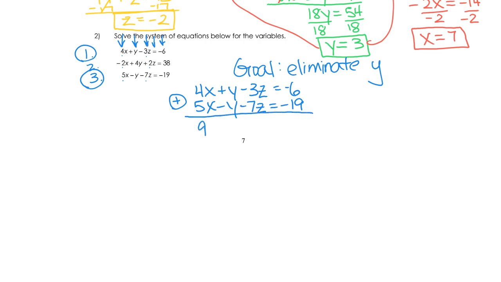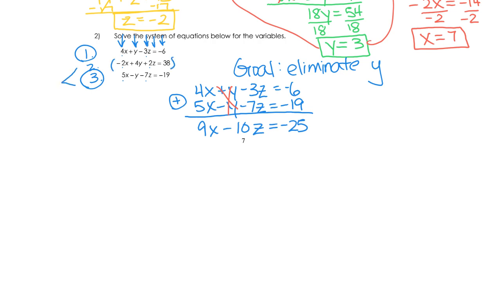And so this ends up being 9x. The y's are opposite, and so they will cancel each other out. Negative 3z minus 7z is negative 10z equal to a negative 25. All right, we have to do the same thing, but with either 1 and 2 or 2 and 3. I'm going to go ahead and say it might be easiest to do 2 and 3.